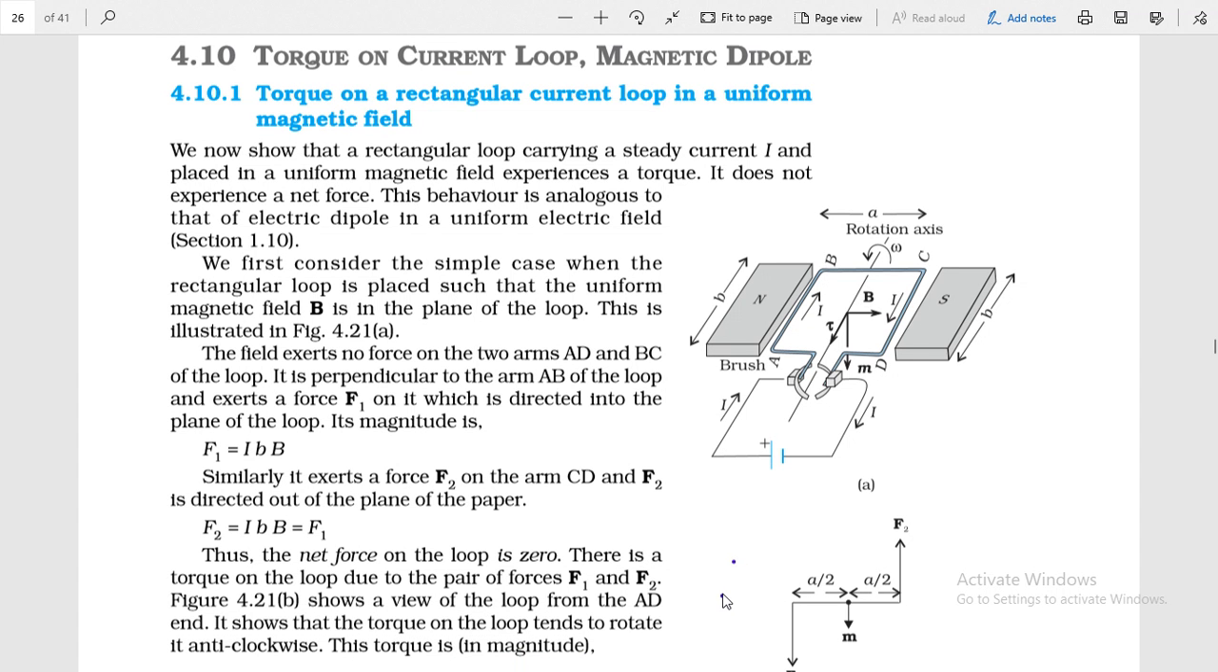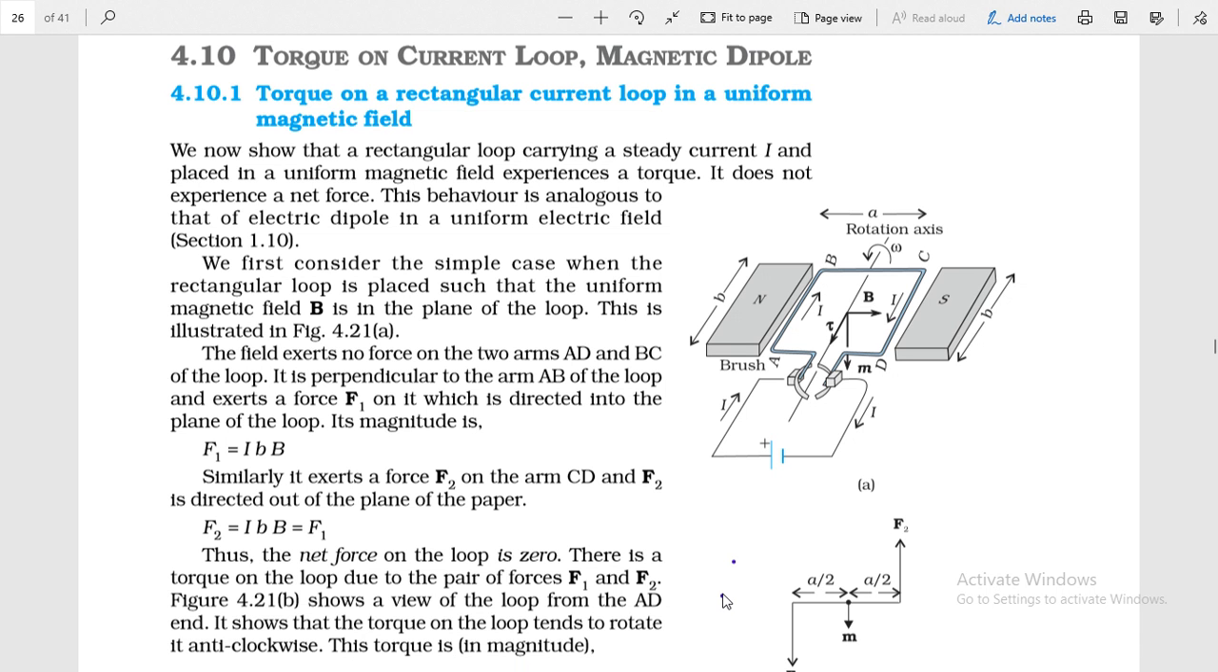Good morning, students. This session is for class 12th, and we are studying torque on current loop, magnetic dipole, and the topic is torque on a rectangular current loop in uniform magnetic field.